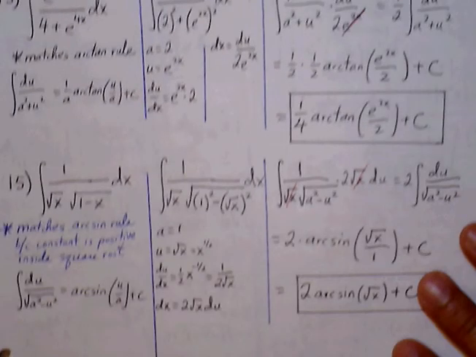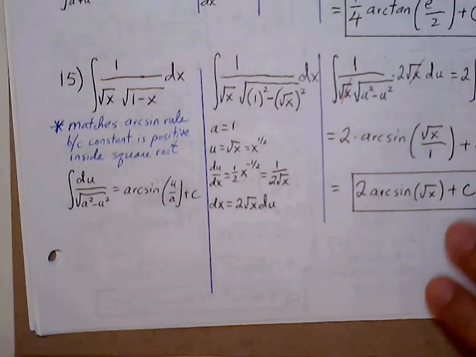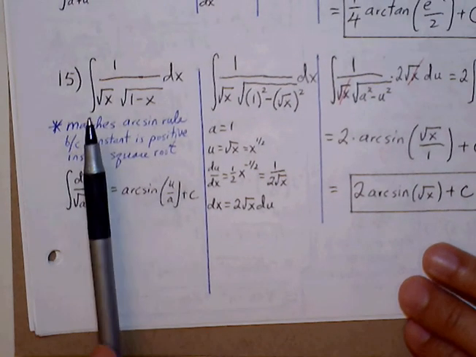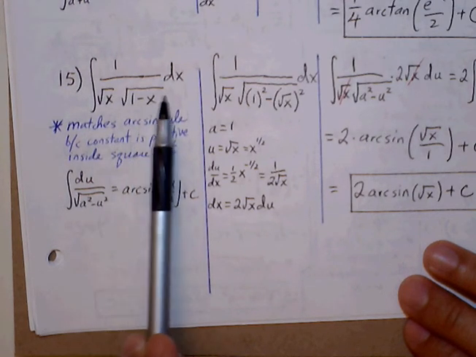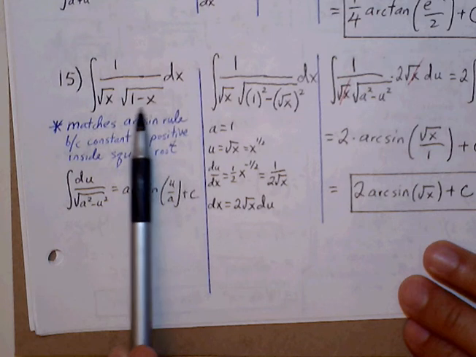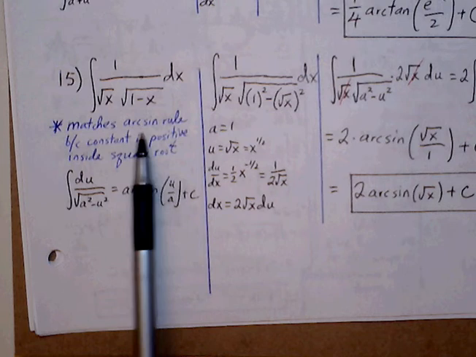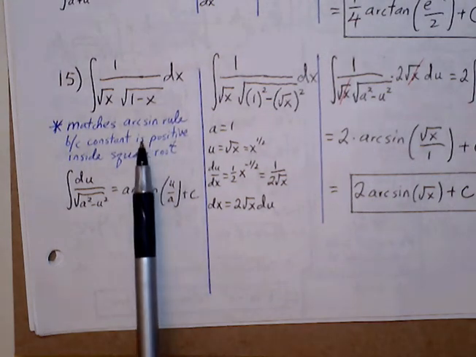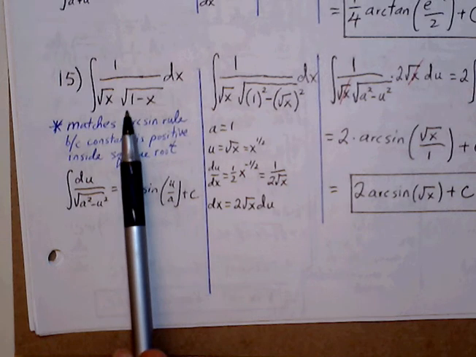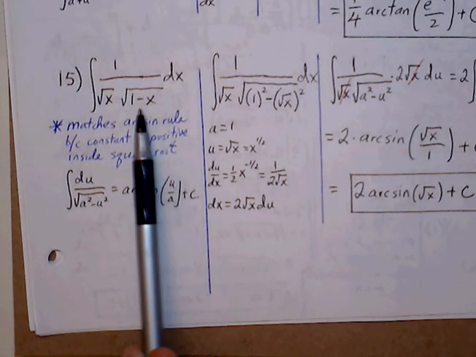15. Integral of 1 over square root of x times square root of 1 minus x. Now, seeing that there's a square root outside, or a value outside the square root with multiple values inside, this may look initially like the arc secant rule, but this actually is going to match better with the arc sine rule, because the constant, the a value, is the positive term and the u value is the negative term.